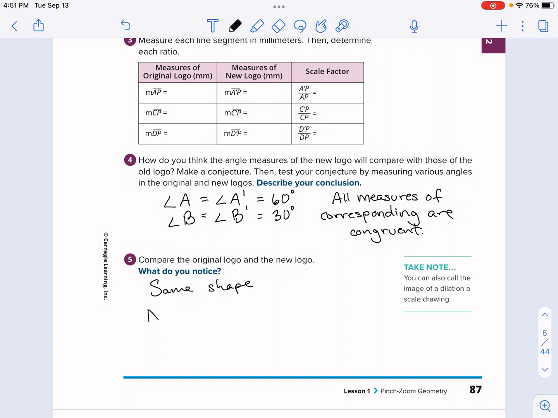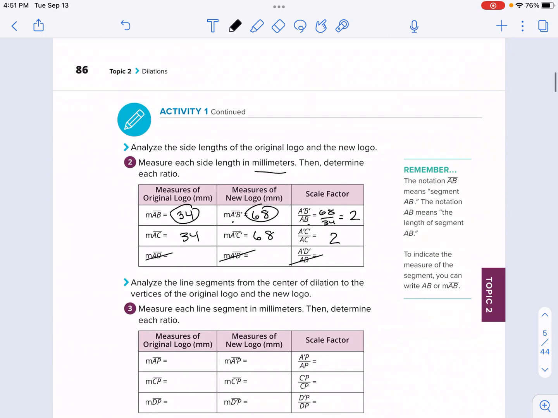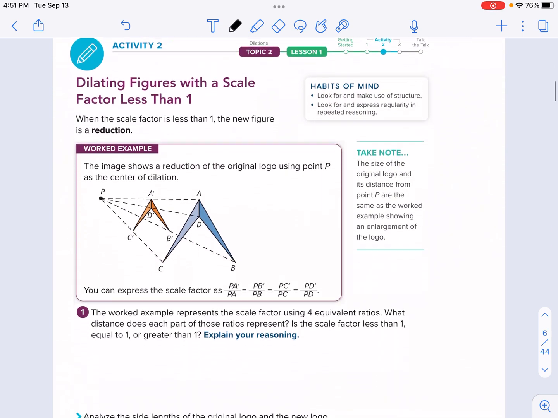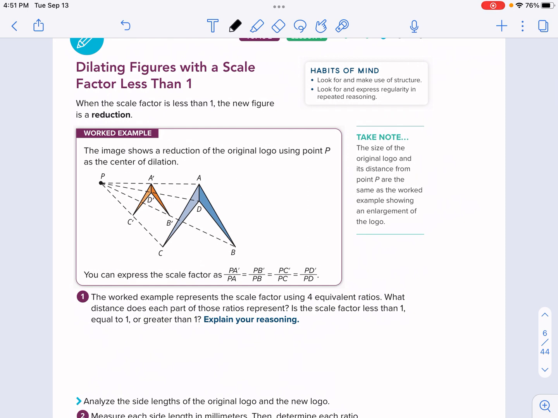But the new logo is twice as large. Right, we're getting twice as large because our scale factor is here. All right, let's go to the next one. So this was for a scale factor yielding an enlargement. Now we're going to yield a reduction.